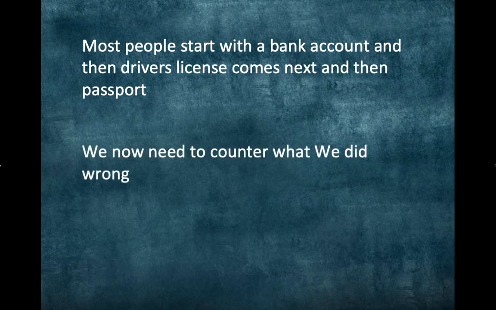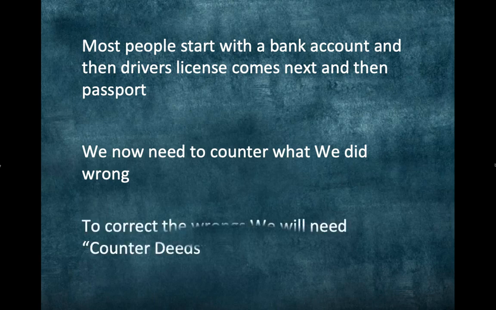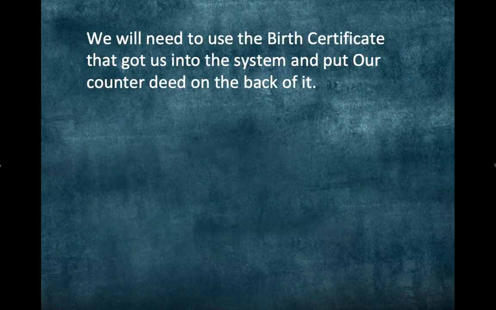Okay, because we used the public document to register for all those things, we now need to use, or to correct the wrongs, we need to do counter deeds, and we'll need several counter deeds because there were several things that we did wrong. But be aware that if you're going to use or get rid of your driver's license, you won't be able to hire a car, you won't be able to buy a car. There's a lot of drawbacks, so just be careful with whatever you're going to be doing.